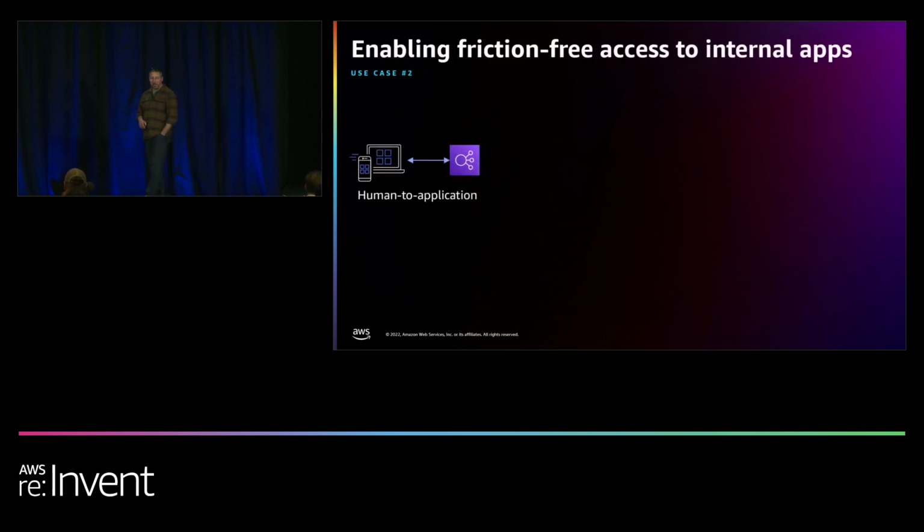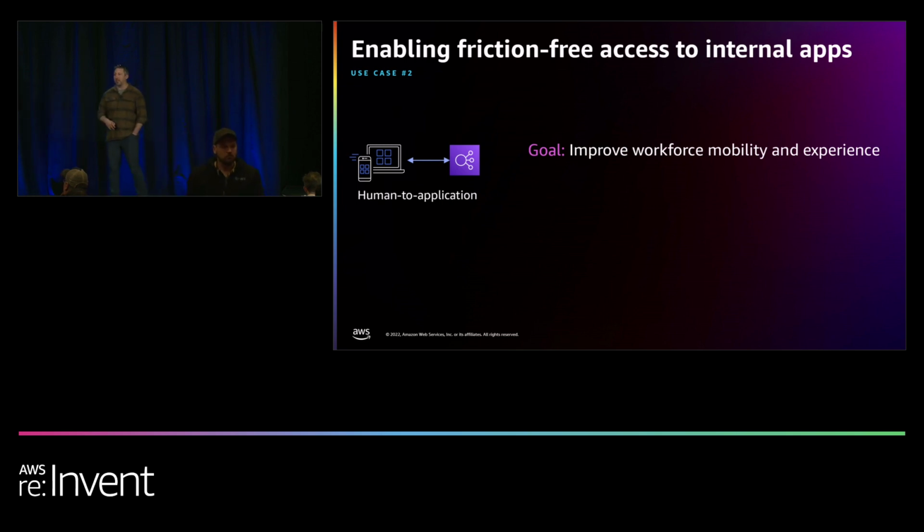Okay. So now we're going to switch and talk about a second use case, and this is probably the one where a lot of people will start, right? Any human accessing a private application from any coffee shop in the world. Our goal in these various use cases may vary. We're really about workforce mobility here, right? When Amazon rolled this out for ourselves, that was absolutely what we were after.